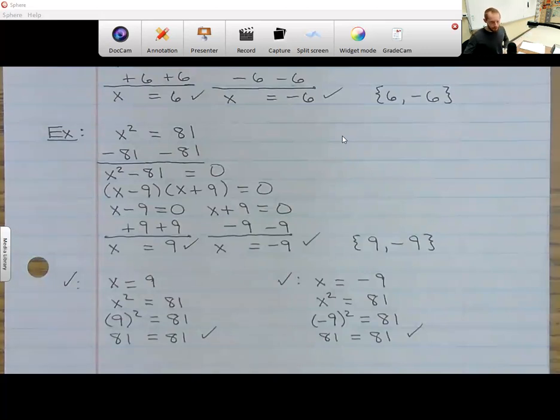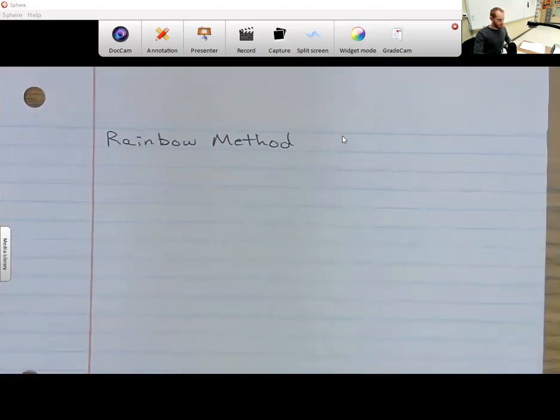Okay, now for the rainbow method, I'm going to be looking at the problem sets that I posted. And the problem sets are just for practice. I don't really take grades on them like I do the classwork. So let's look at a couple of the problems that I have here.